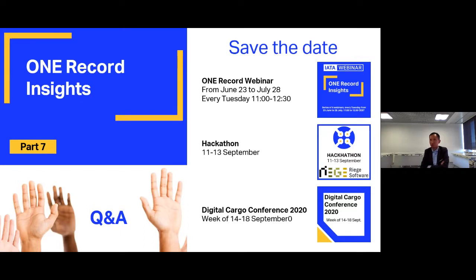Okay, so I have a question about the governance. What is the governance behind the data model, and how do you decide what version of the model is valid and can be used by the parties implementing OneRecord? So you need to know that whatever we do about OneRecord, whether it's on the data model side or APIs and security side, falls under the CSC, the Cargo Services Conference, who ultimately decide on the standards. So the first set of standards for OneRecord has been submitted to the CSC in March 2019.